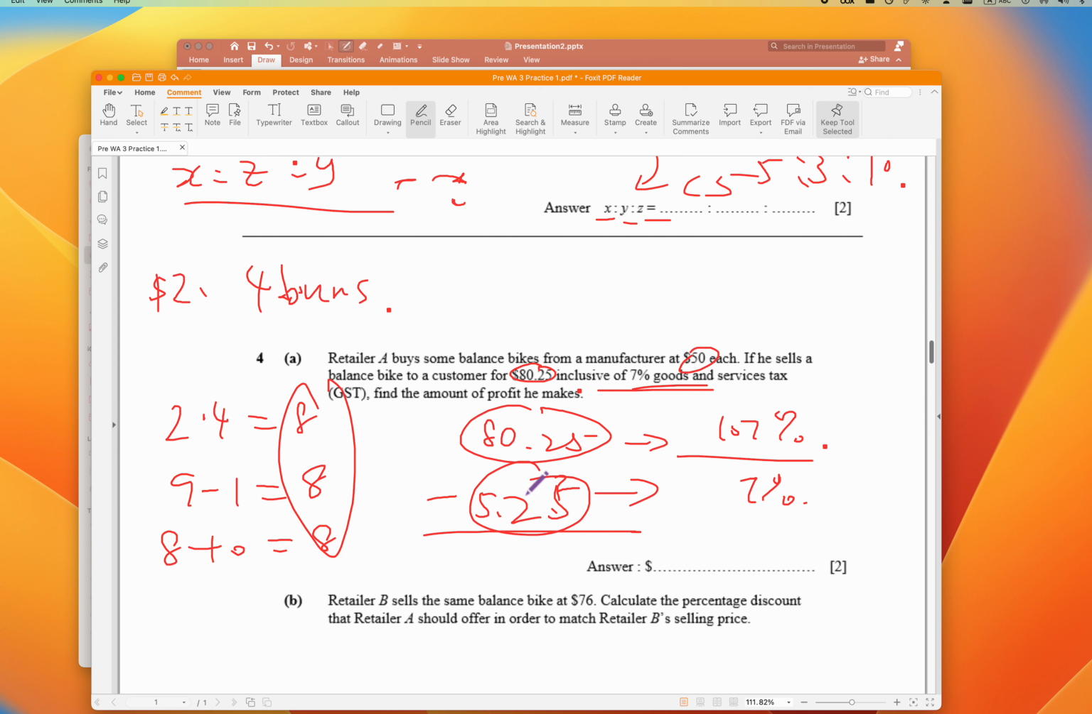等一下, hold on. Just now what did you say? 7 over 107. Why 7 over 107? Because 107 is the whole thing. Then? Which is like 107 is 80.25. Okay, 80.25 minus the 7% is 7.